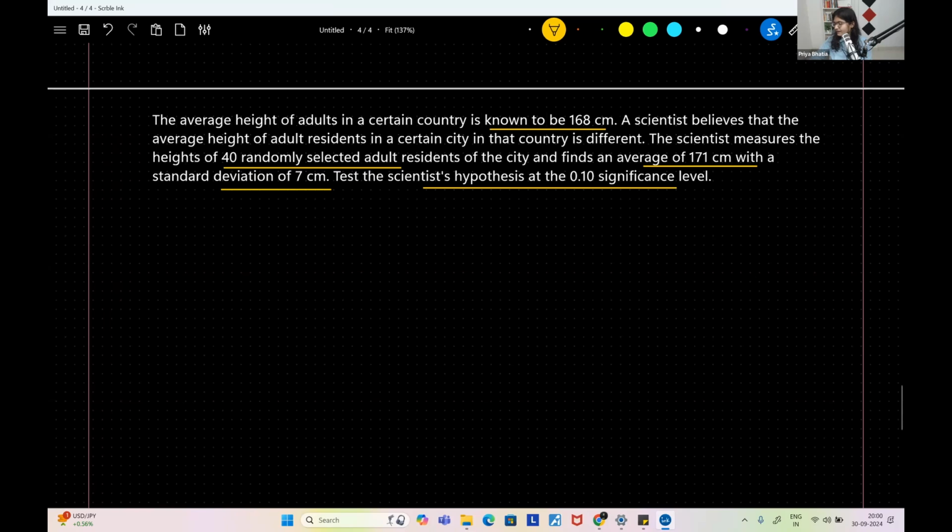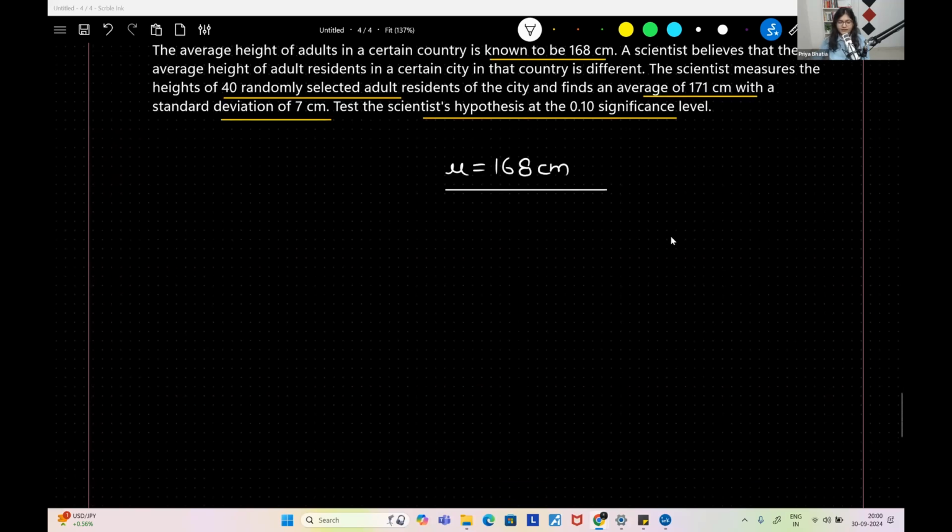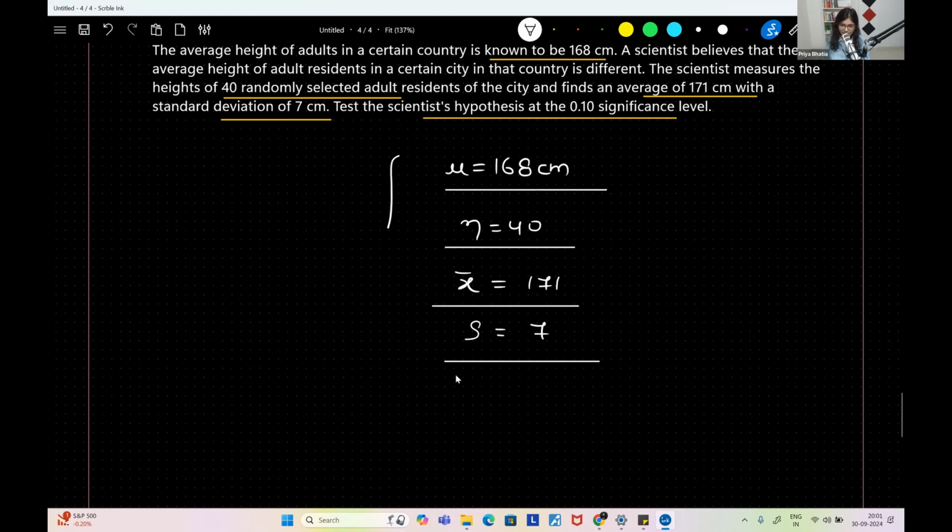So tell me, is this 168 a population mean or a sample mean? This is nothing but, I would say, a population mean. Right? Can we say that, everyone, from this problem statement? Is that completely understandable? After that, if I ask you how many samples we have, we have 40 samples. Number of samples is 40. The sample mean, which is x bar, can I say it is 171? And the sample standard deviation, which is S, can I say it is 7? Right? All of these are the given parameters to me.